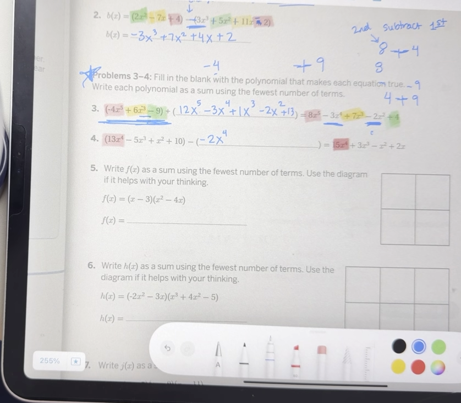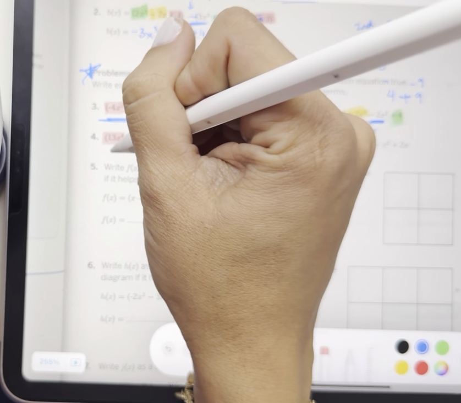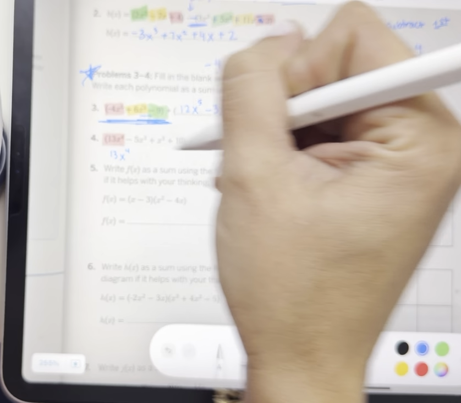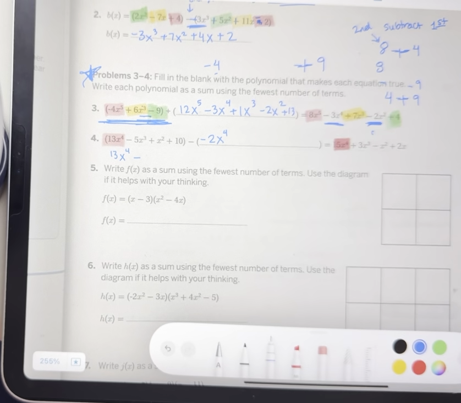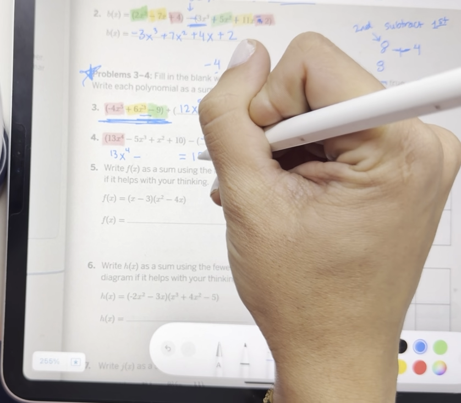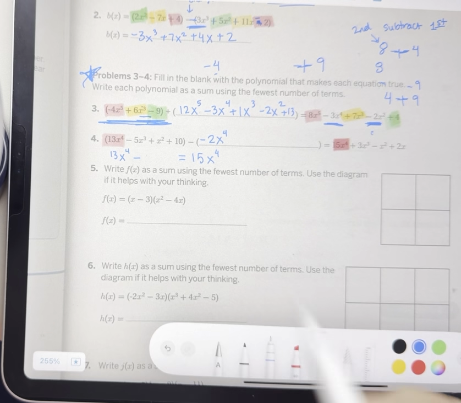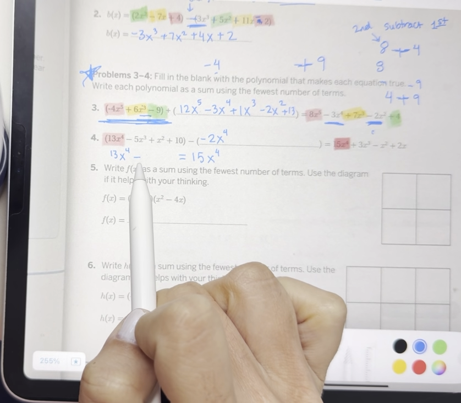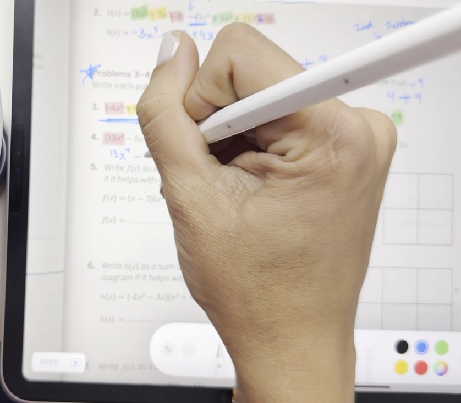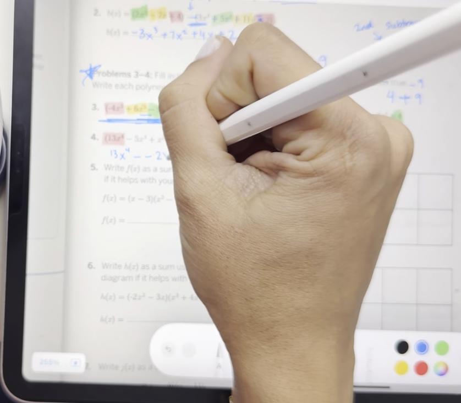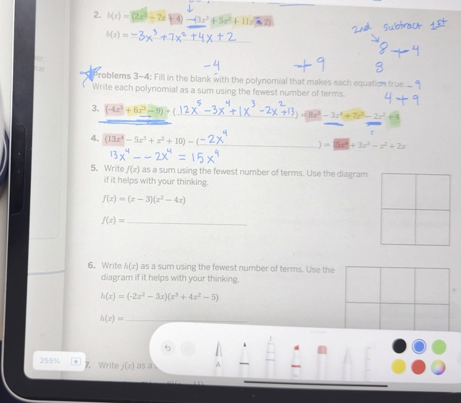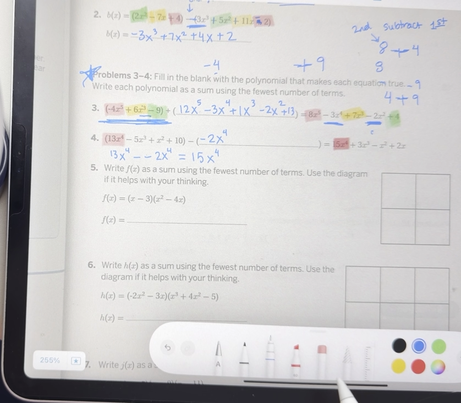Yeah, it is a little weird, but to think, how did 13x to the 4th, what did I subtract from it for it to become 15x to the 4th? So 13x to the 4th minus negative 2x to the 4th. Yes? Okay, good. I now get why you added the negative. Perfect.